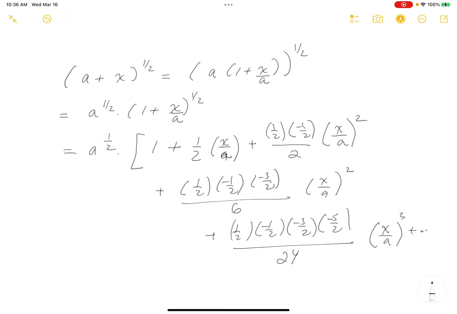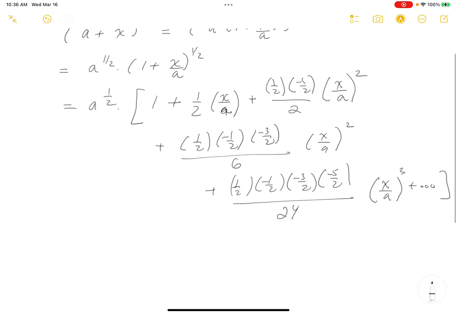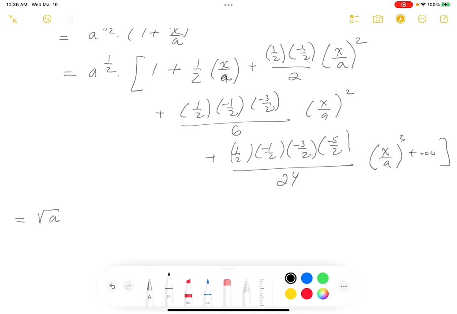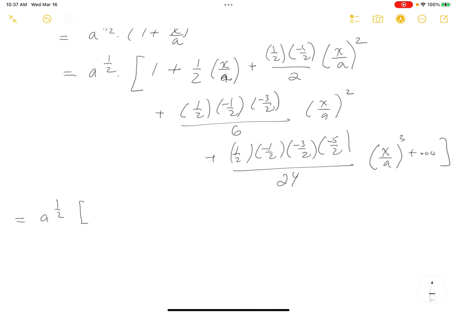This goes on forever. And what I need to do is I need to do the work now. And then we'll look at the key later. So I'm going to say root a. You know what? I'm not going to say root a because I have to do some work with that. I'm going to say a to the 1/2. And I got to do term by term simplifications. So you get 1 plus x over 2a.